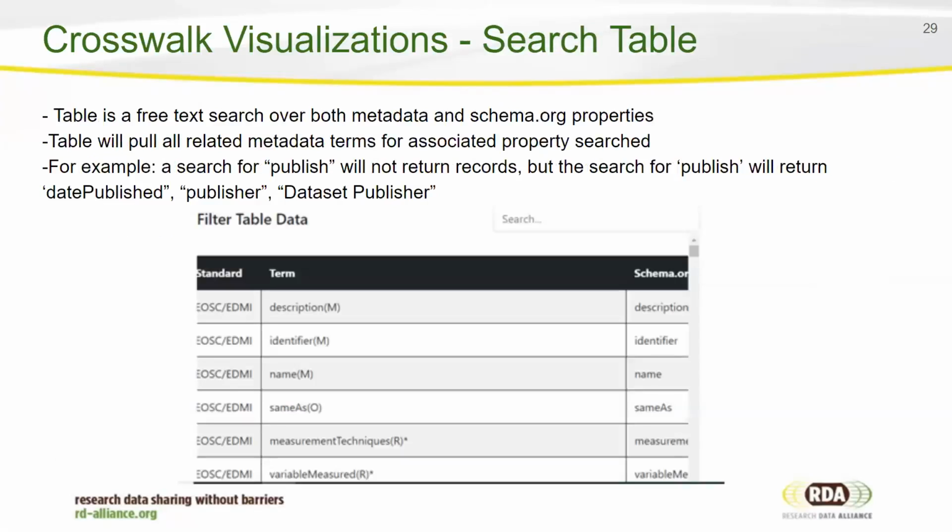Our next visualization is the search table. The table is a free text search over both metadata and schema.org properties. It will pull all related metadata terms for associated properties searched. For example, if you search for publish, it will not return records, but if you search for publish, it will return related terms like date published, publisher, dataset publisher. Just last week, we updated to include the schema parent type for free text search. For example, if you wanted to see all parent types, including schema thing, it should pull up all of those cases.